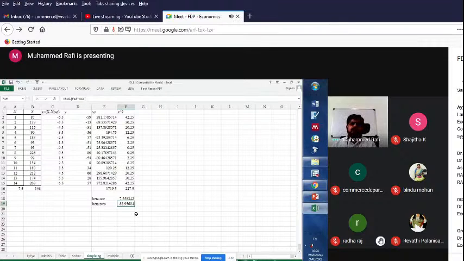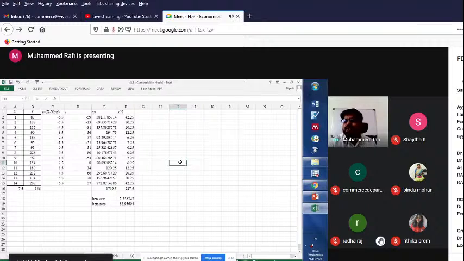Now, this is the way you manually do it. But now we have software available. Even in Excel, you can find out the values of beta 0 cap and beta 1, which tell you about the actual relationship between x and y. Now, there are different ways you can do the regression. I'll explain two ways in which you can go for regression in Excel.